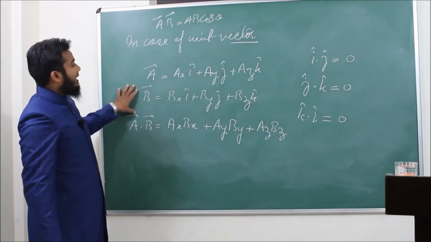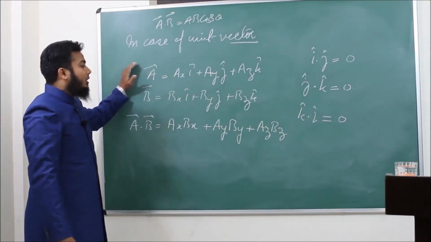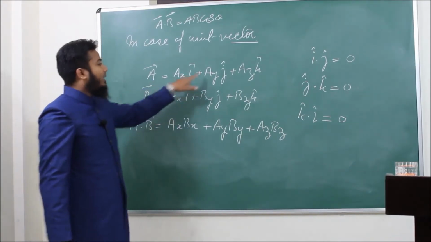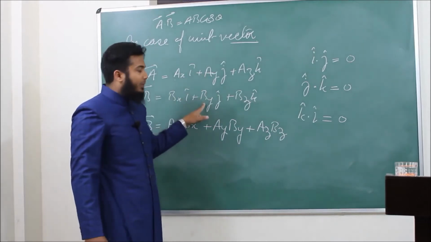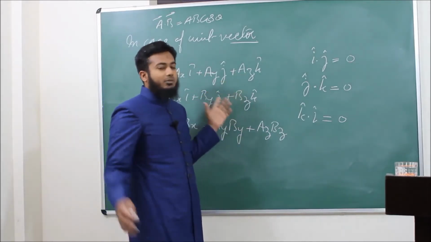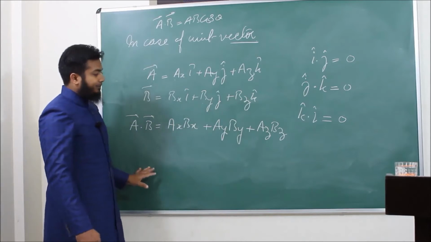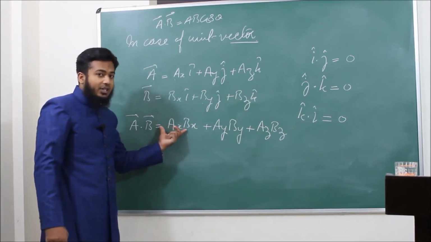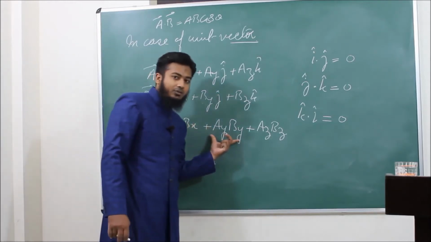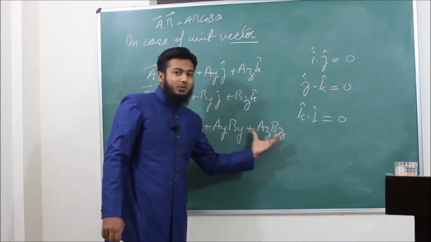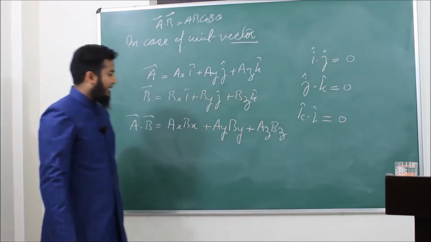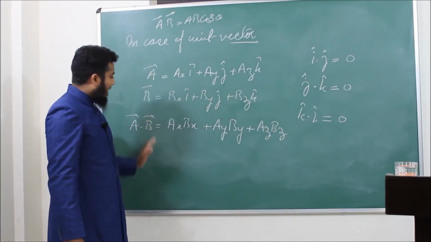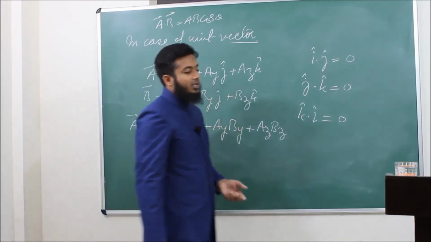So if the vectors are given in the component forms, then what to do? Just take the x components and multiply them, and then y components, multiply them together, and then z components, multiply them together. And remember, you may think that this is the x component of the scalar product, this is the y component, or this is the z component of the scalar product, which is not the case. These are just numbers, and for the final result you will add all these numbers.